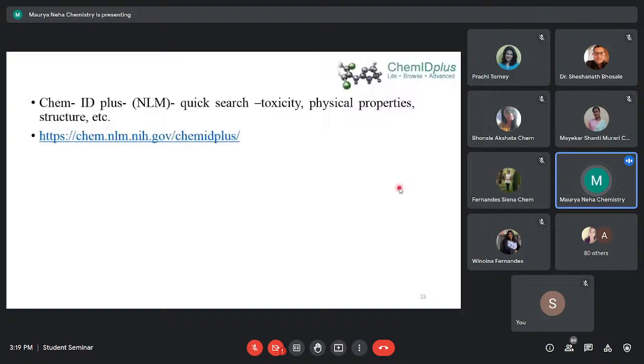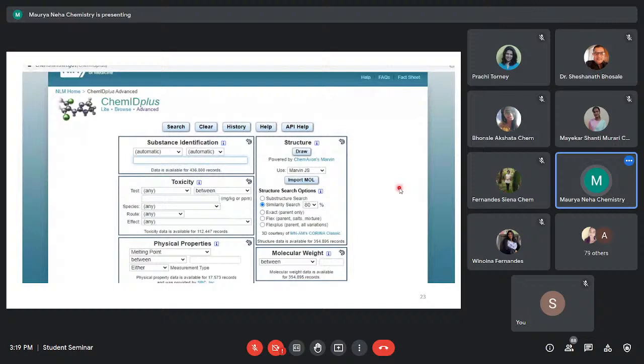ChemIDplus also helps us quickly search any chemical compound, toxicity, physical properties, structure, etc. This is the page of ChemIDplus, which is also hosted by NCBI NLM. Here you can enter a compound name, and it helps find out if it has any toxicity like LD50, LC50, or any other toxicity, and on which organism it was conducted. Then the physical properties. If you don't know the name, you can draw the structure and search for it. That's all. Thank you.